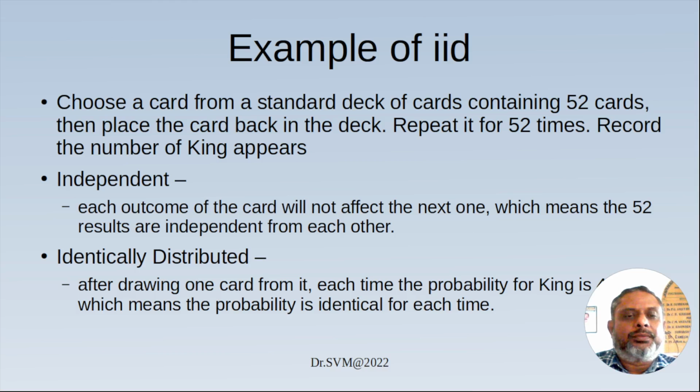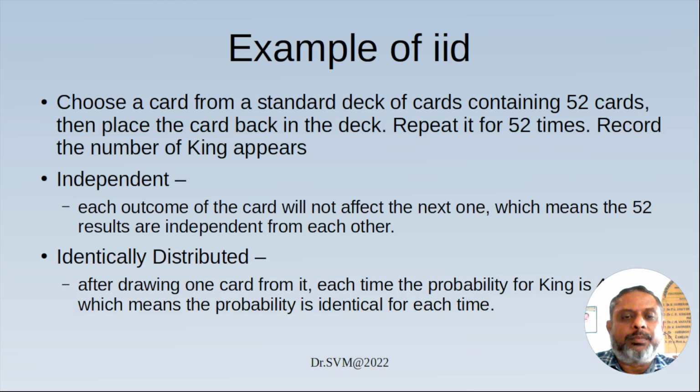Or you can think of choosing a card from a standard deck of 52 cards, placing the card back, and repeating this any number of times, then finding out how many times a king appears. We are replacing the card, so every time there are 52 cards in our deck when we conduct an experiment, and hence it is independent because it doesn't depend on the previous one.